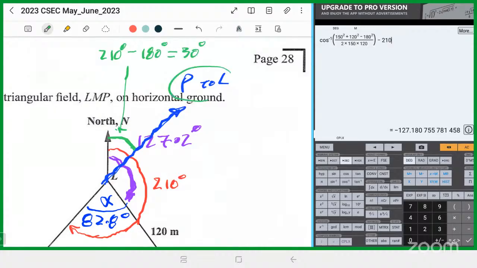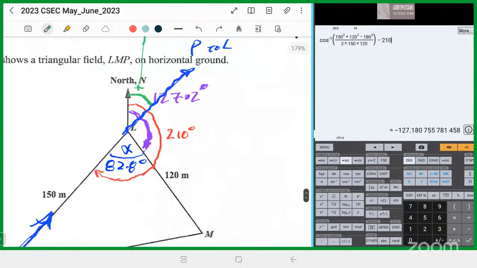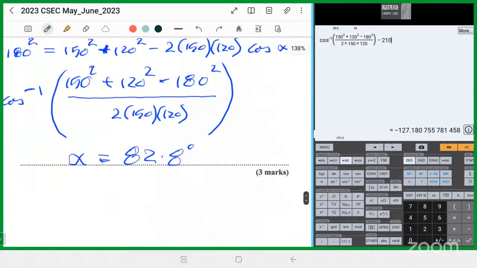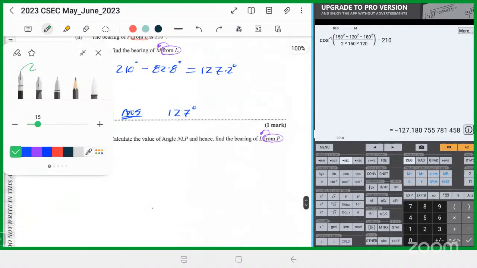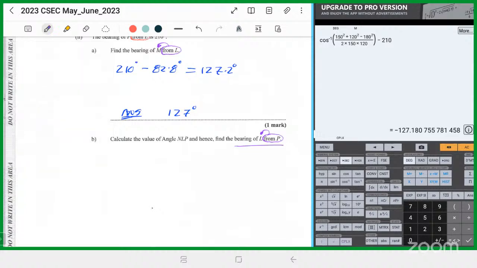So the bearing from P to L will be 0 to 30 degrees. Let me put it down here. The answer for this part over here will be 210 minus 180, which is equal to 30 degrees. I'll put the 0 in front. That's the answer for that part.